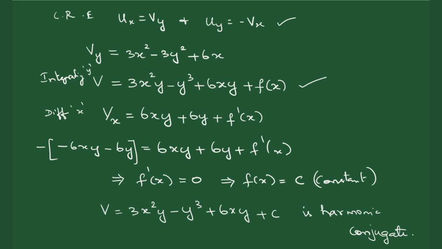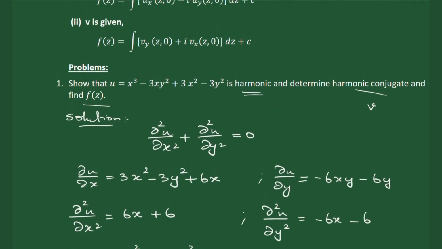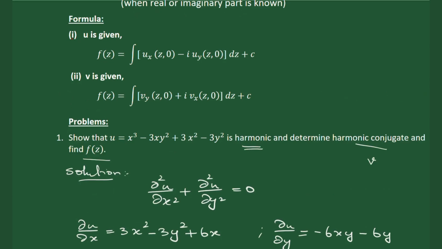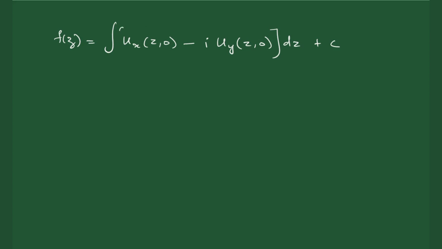The third part of the question is to find the analytic function f of z. To find the analytic function f of z, we have to recall the formula. Since we have assumed u is given, we have to use the first formula. So let us consider the first formula to construct the analytic function. f of z is equal to the integral of ux of z comma 0 minus i into uy of z comma 0 dz plus c. So this is the formula.